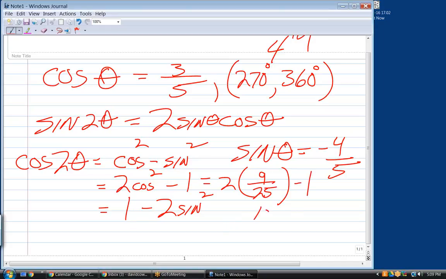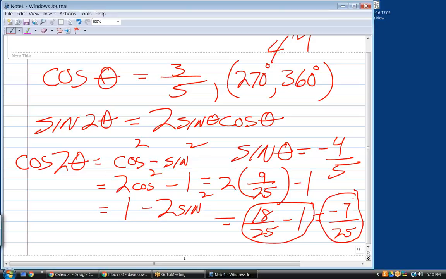In other words, 18. Oh, that's it? Well, I got to simplify it. That's equal to minus 7 over 25. You see how I did that? Yes. Numerator. Yeah, I just found a common denominator. In other words, that's 25 over 25. And then 18 minus 25 is minus 7. So that's what the cosine of 2 theta is. Now, there is kind of one advantage in knowing what theta is: it gives us a way to kind of check things.